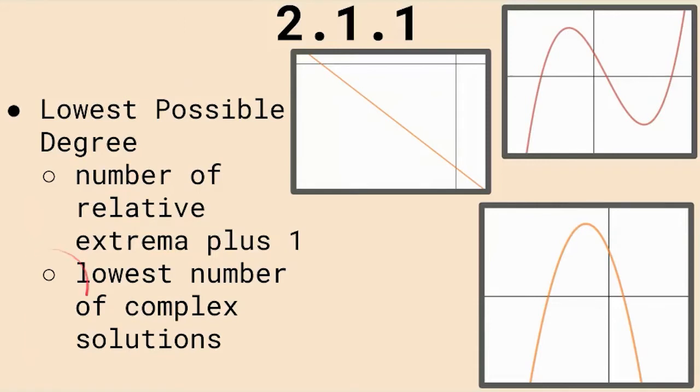Also, the lowest possible degree is the lowest number of complex solutions. So whatever the degree is, that's how many solutions there are. I said that already as well. Okay. Any questions on anything I've covered so far?